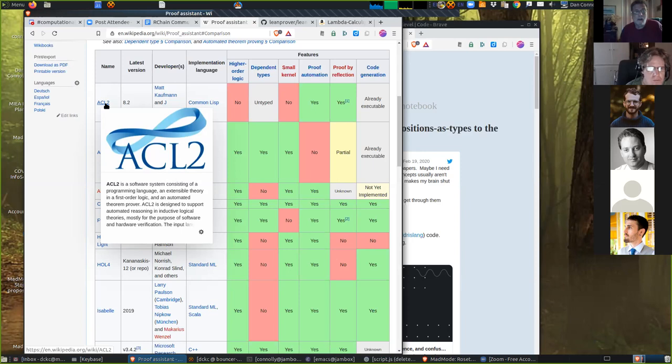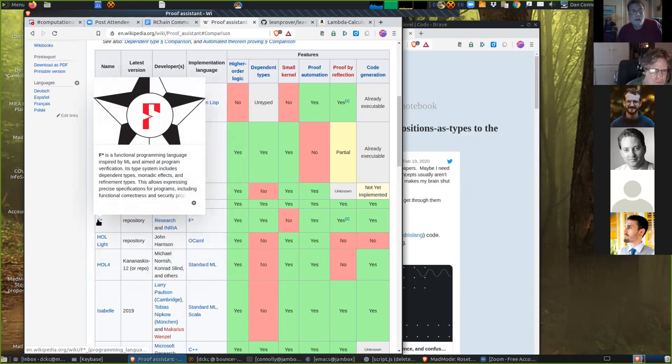And then the other one is F star. The work there is awesome. They've got this way of representing security properties that is really awesome. Oh, that's just two notes.